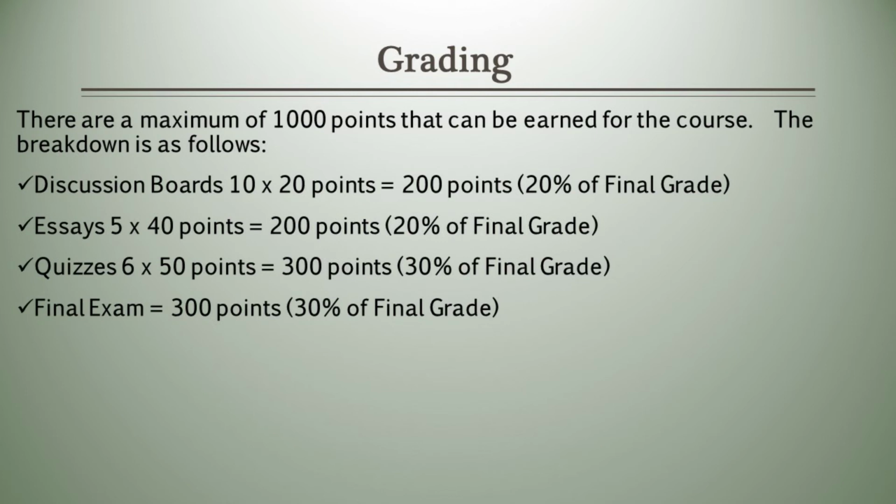Now let's look at the topic of grading. So for this course, there's a maximum of 1,000 points that can be earned for the course. And here's the breakdown. For discussion boards, you have 10 discussion boards total, each worth 20 points. Totals out to 200 points, or 20% of your final grade. In this course, you have 5 essays, each worth 40 points. Also equals 200 points, or 20% of your final grade. You have 6 quizzes in this course, 50 points each. Totals to 300 points, or 30% of your final grade. And then your final exam is worth 300 points, or 30% of your final grade.